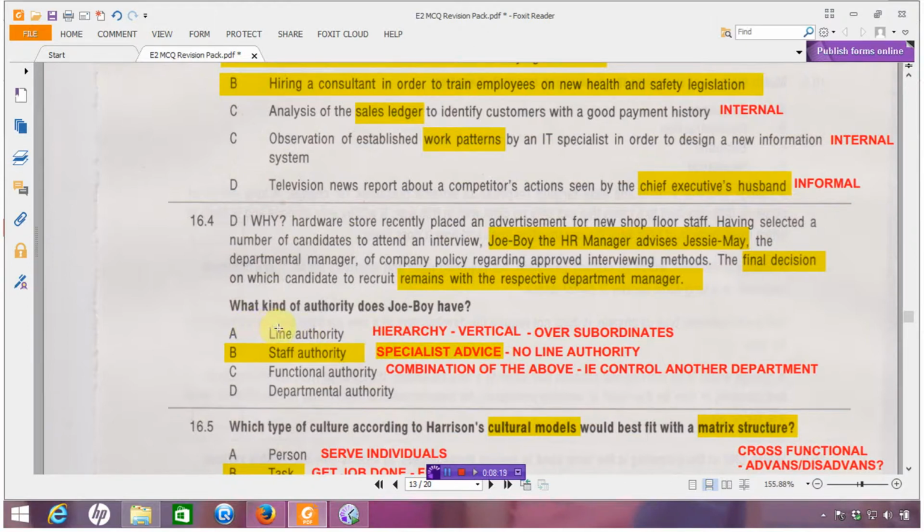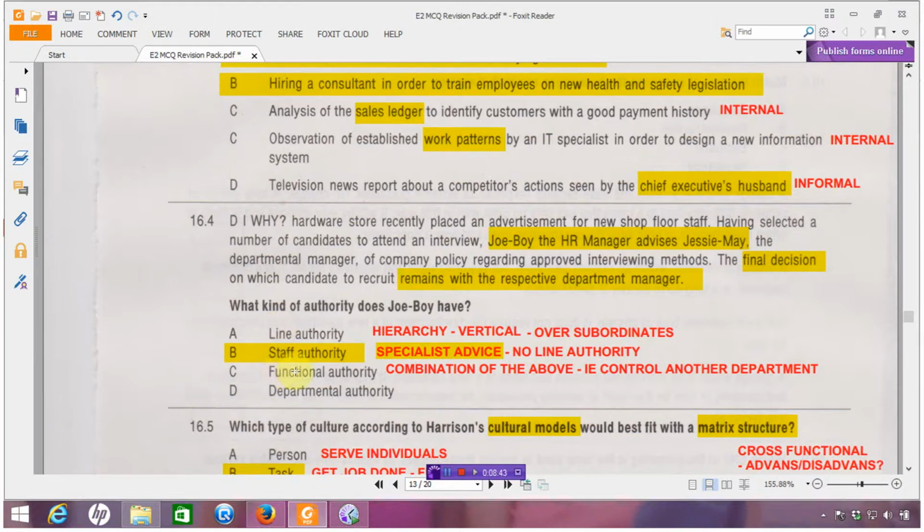Compare that with line authority, and that's really something that we are familiar with, I guess, within our own jobs. It's coming down the chain of command. It's vertical. It's where an individual has authority over subordinates. So we're thinking of a manager versus employees within that manager's department. So that very much flows through the hierarchy.